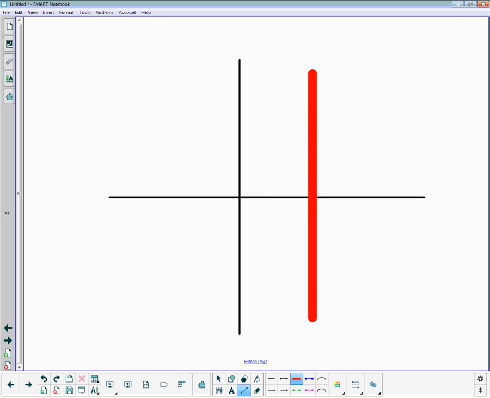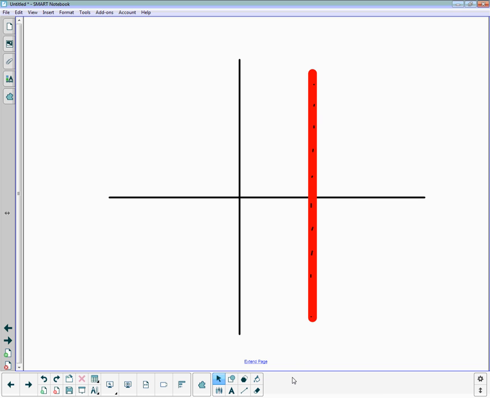Is that a function? No, it is not. Yeah, it hits at an infinite number of spots. A vertical line is not a function.